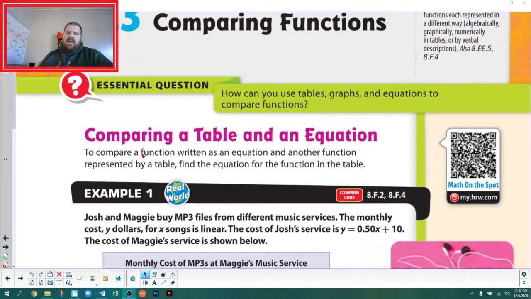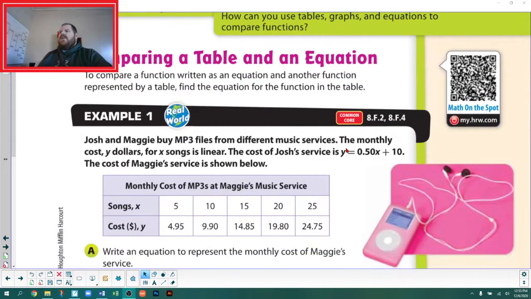To compare a function when written as an equation and another function represented by a table, we would want to find the equation for the function in the table, because equations we'll find are easier to compare than scattered points on a table. It says Josh and Maggie buy MP3 files from different music services, and the monthly cost Y dollars, for X songs, is linear.